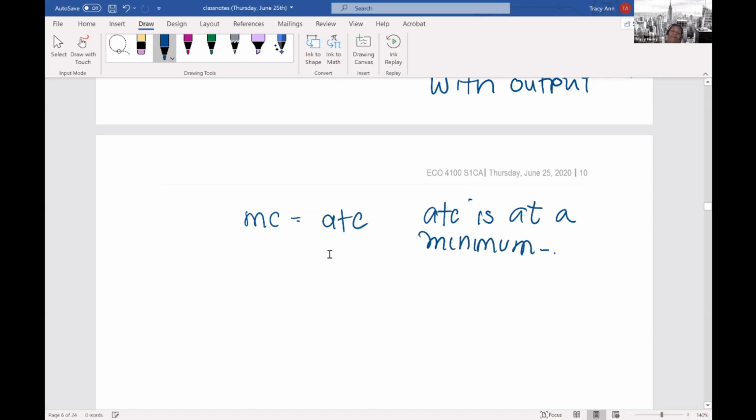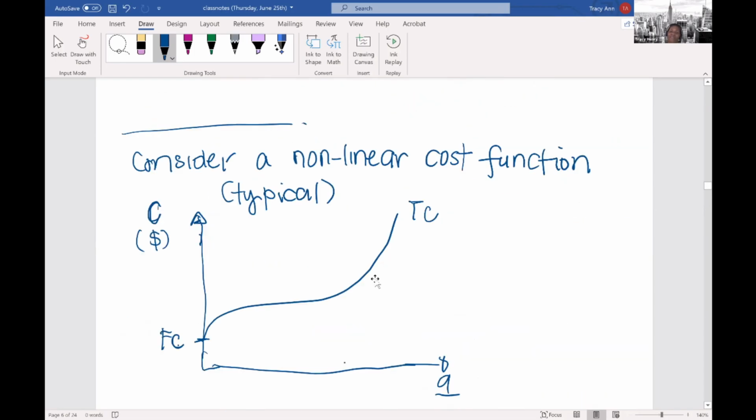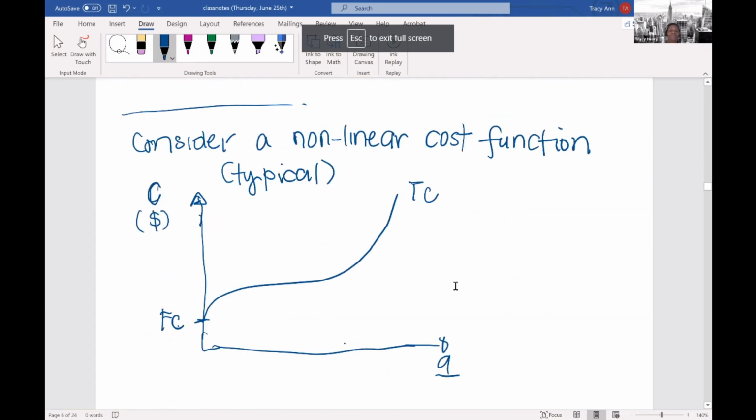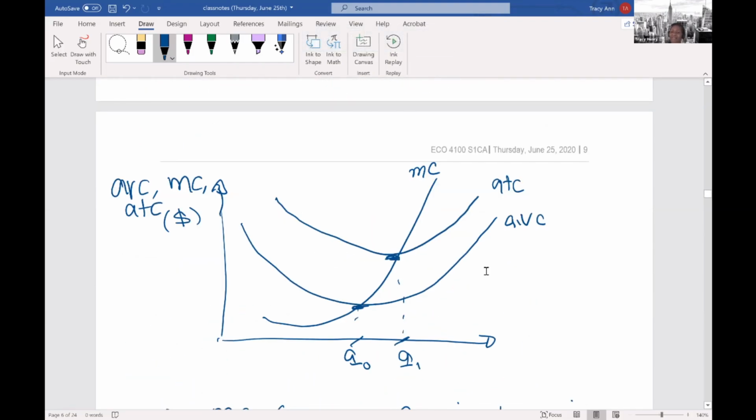Now, if you look back at our linear cost function and the averages for it, notice that my marginal cost is equal to my average variable cost, and my average variable cost is at a minimum. It's not changing at all for all levels of output. But also importantly, notice my marginal cost is always less than my average total cost, so my average total cost is always decreasing. But how did I come to this conclusion that my cost is decreasing with output and then increasing? What made me come to that conclusion? I'm going to talk about it just now.